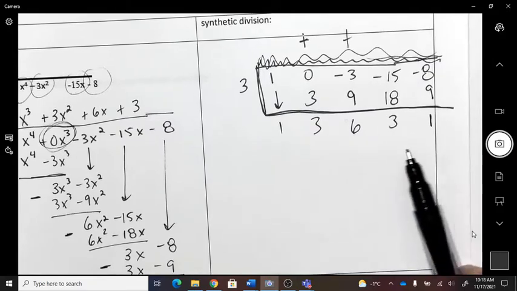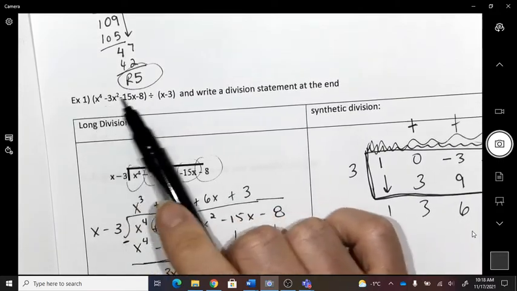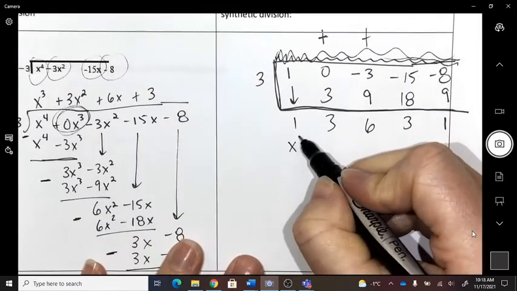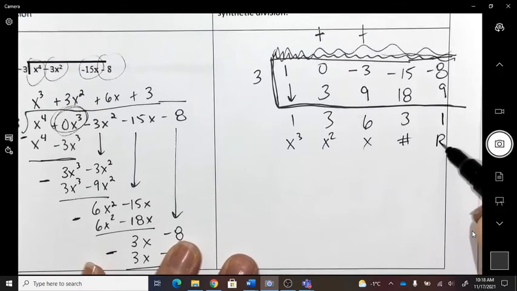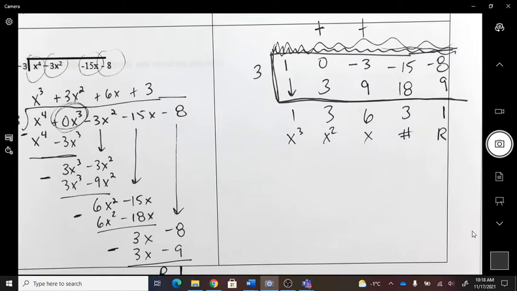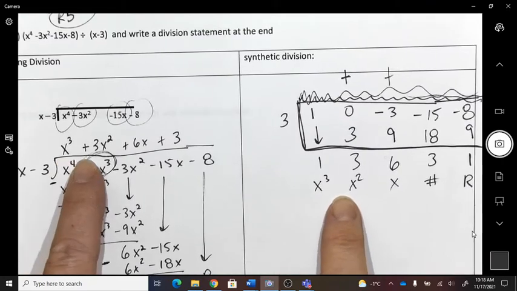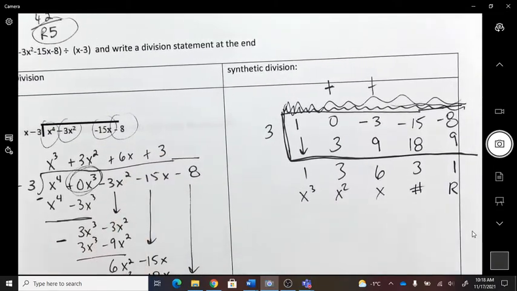Okay, what does this all mean? Okay, so we started with a 4th and divided by an x. So what are we resulting in? A cubic, a squared, an x, a number, and a remainder. Does this match what we just did over here? 1x cubed plus 3x squared plus 6x plus 3 and our remainder of 1.